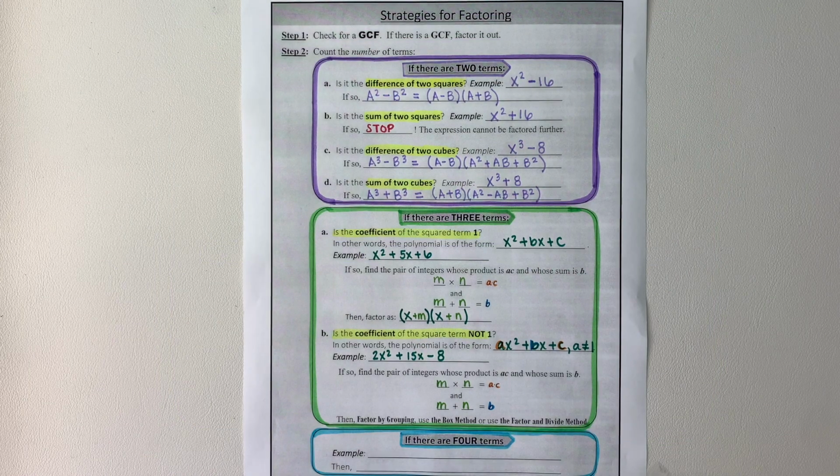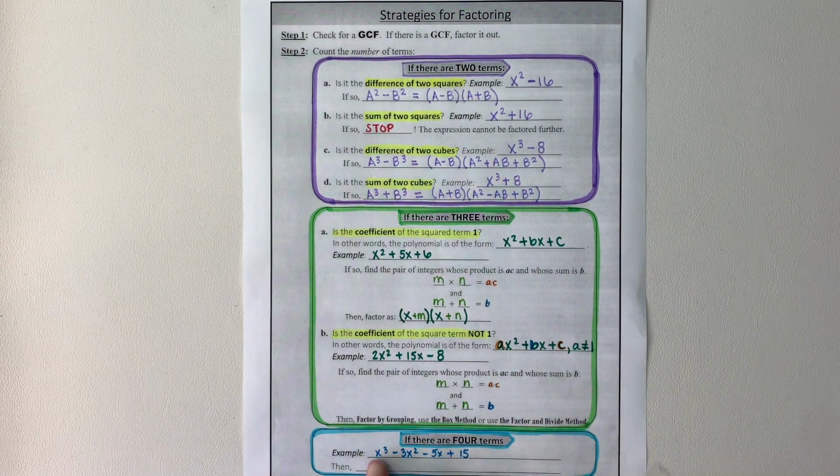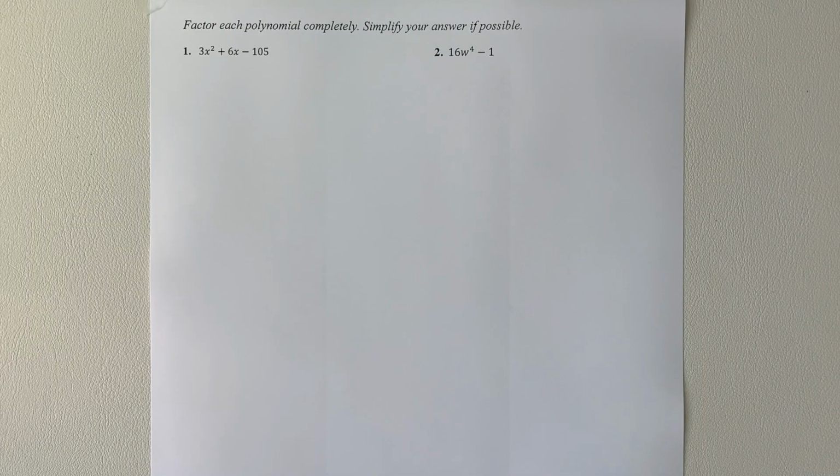The last main type of factoring problem involves expressions with 4 terms. If you're trying to factor an expression that involves 4 terms, such as this expression here, we factor by grouping. In my chapter 4.4 video, we learned to group the first 2 terms together and to group the last 2 terms together.